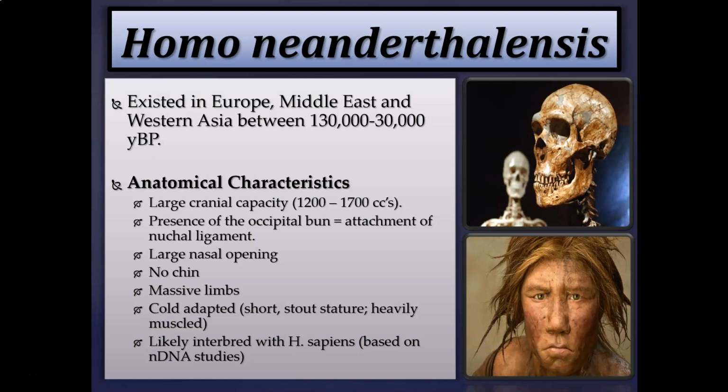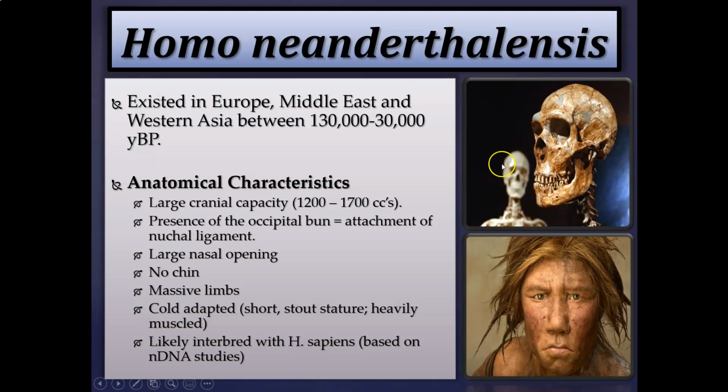That's an adaptation to the cold. The Neanderthals existed during the last Pleistocene, or the last Ice Age. So they have a lot of skeletal and behavioral adaptations that allowed for their existence and their success during the Ice Age. No chin, or what you call either a vertical or receding mandibular symphysis.